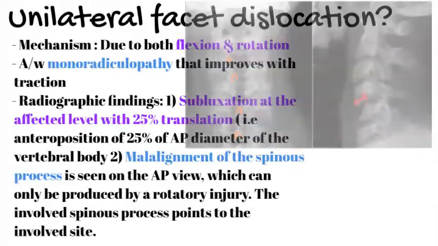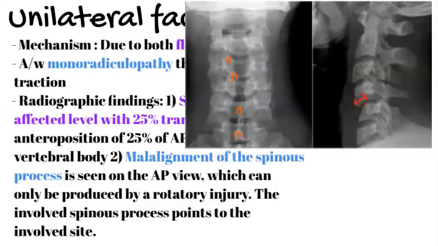This X-ray illustrates the unilateral facet dislocation at the C4, C5 level. From the AP view, there is a malalignment of the spinous process. From the lateral view, there is a 25% translation, or anterolisthesis, of 25% of the anteroposterior diameter of the vertebral body.